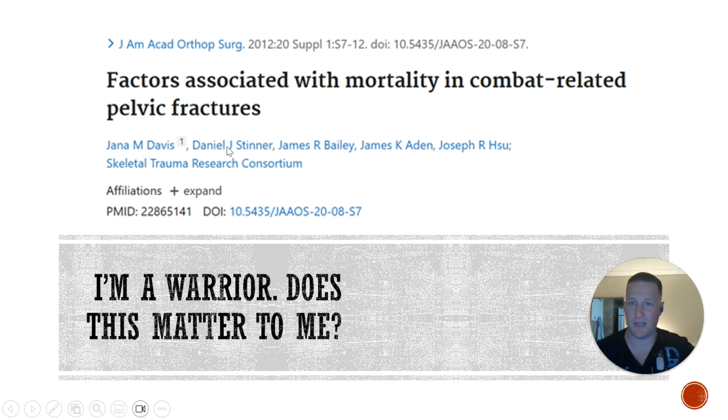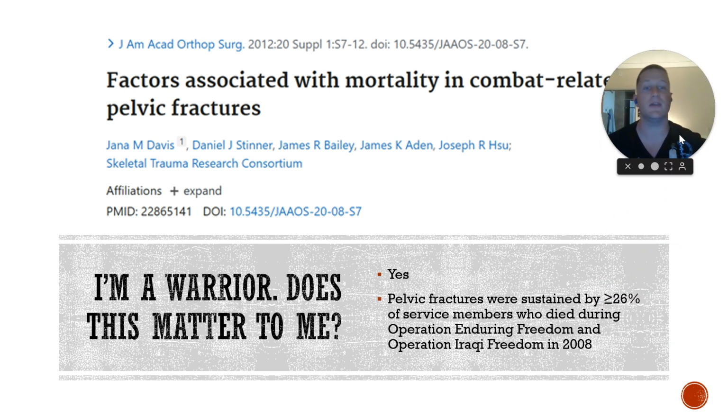They studied it. Jana Davis, Daniel Stinner, and James Bailey all studied this, and they published it in the Journal of the American Academy of Orthopaedic Surgeons in 2012. They studied combat trauma in Operation Enduring Freedom and Iraqi Freedom. They took trauma data from 2008, and basically they said that 26% of people who died in Operation Enduring Freedom or Iraqi Freedom had pelvic fractures. And so basically there is a direct correlation between dying and having pelvic fractures in combat trauma, and that's what all the other data has shown. So if you have pelvic fractures, your injuries are automatically worse than other people's.